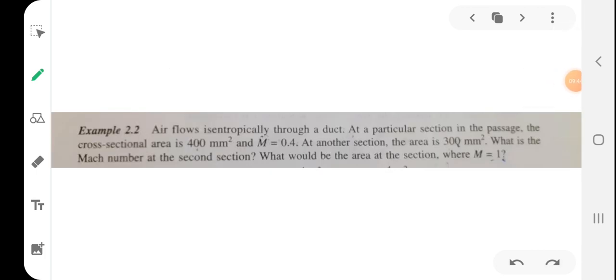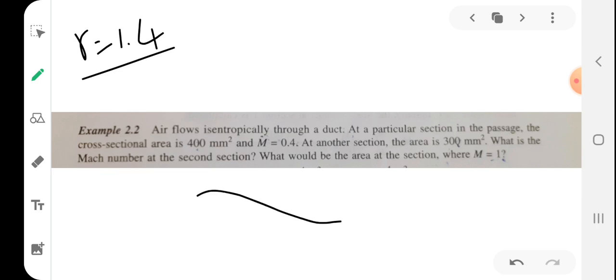So the second problem: air flows isentropically. Here our working fluid is again air. It flows isentropically through a duct. Gamma equal to 1.4 for air. At a particular section, the cross-sectional area is 400 mm square and Mach number equal to 0.4. At another section, area is 300 mm square. What is the Mach number at the second section? What would be the area of the section where M equal to 1? These are the questions.